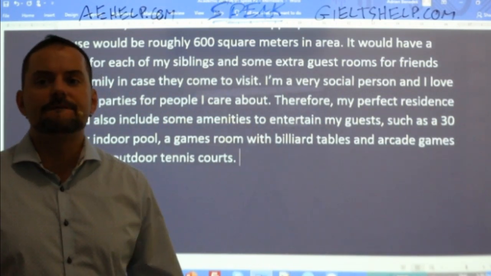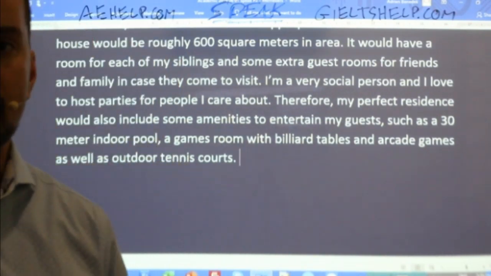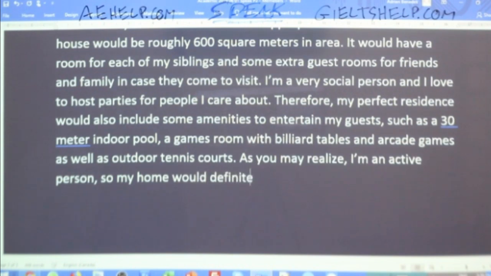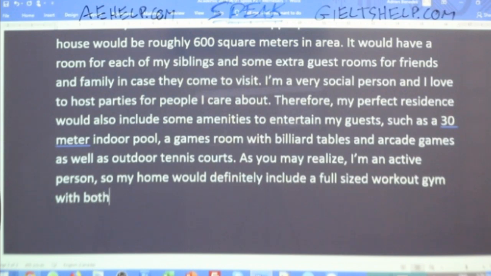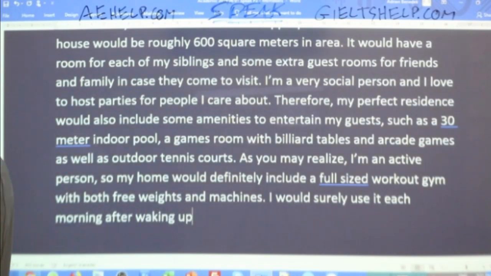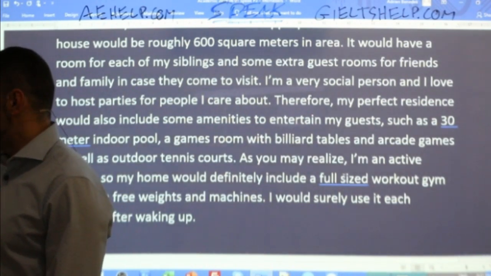Okay, so just like that, again, finding those connections. Gurkharad, hence, would be a good word to join as well. Absolutely. As you may realize, I'm an active person. So my home would definitely include a full-sized workout gym with both free weights and weight machines and workout machines. Okay, and again, more details. So I would surely use it each morning after waking up.